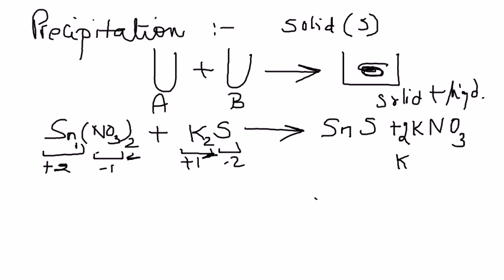Realize I did not write it as K2NO3 twice. I did not do that. That is not going to make sense. The formula of the product will be KNO3, and you use the 2 to balance it out.